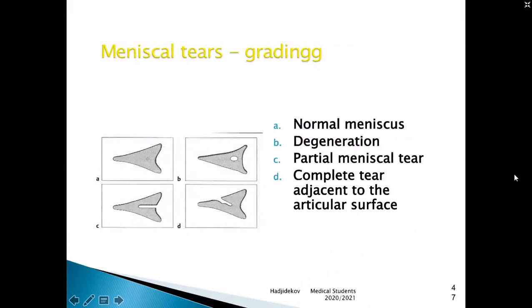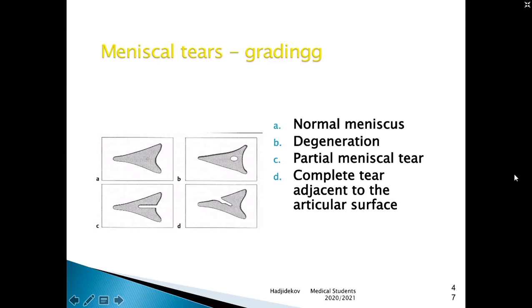And in meniscal tears, we will have the grading from normal meniscus to degeneration of the meniscus, which will present as linear hyperintensity lesions, linear, and not with oblique shape and form. And in C will be partial meniscal tear, and in D will be complete tear, which will be adjacent or close to the articular surface.